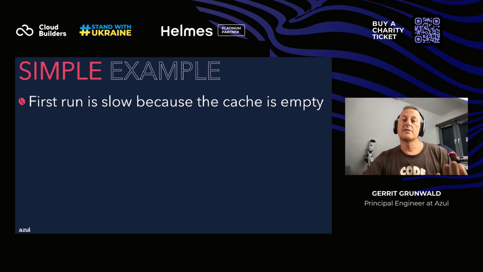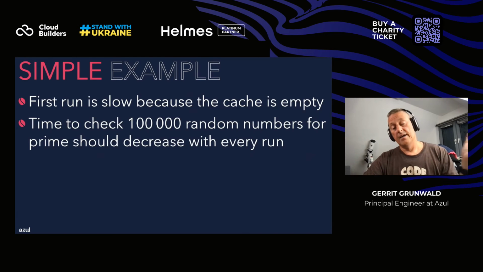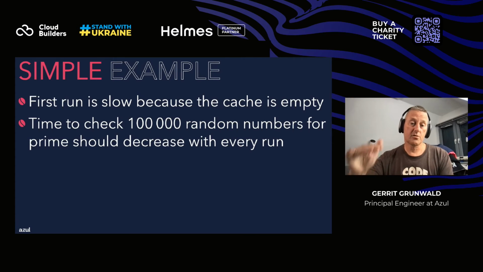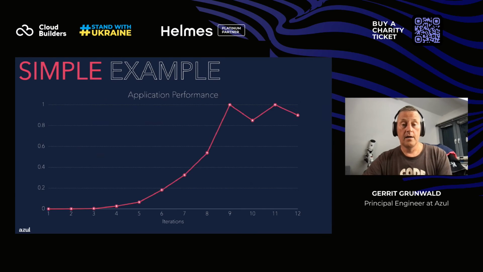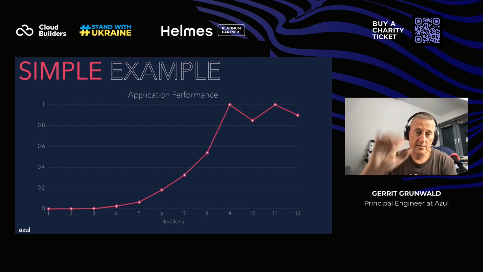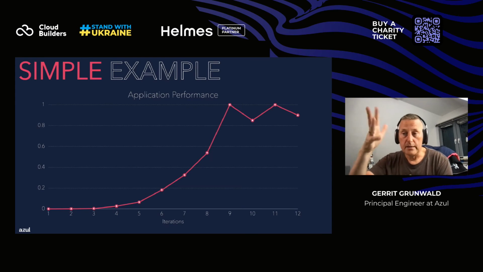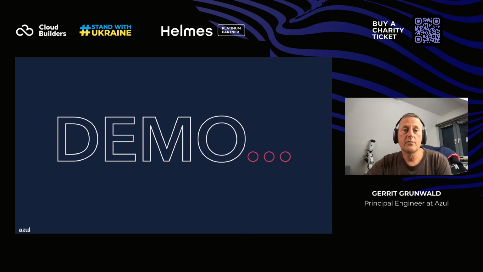So that means the first run is slow because the cache is empty. And then the time to check these 100,000 random numbers should really decrease with every run. That's the expected behavior. And I did some tests on a machine, and it looked like that. After 9 iterations, the normalized performance was around 1. So then it was more or less stable and optimized.